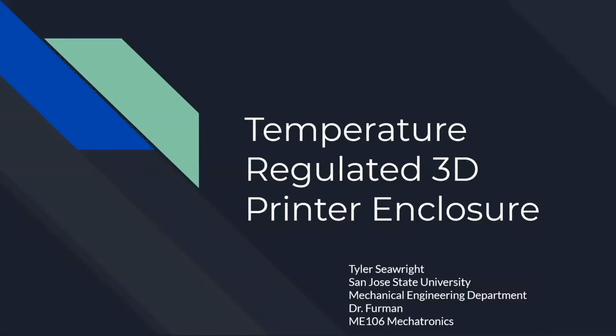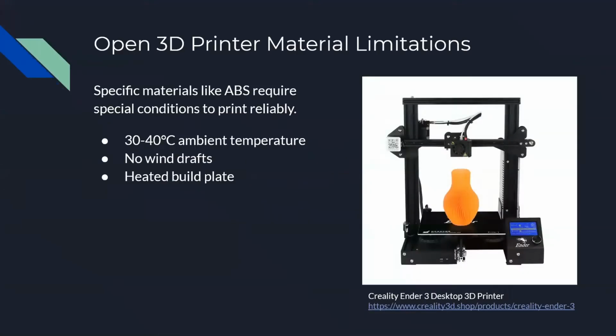Furman, ME106 Mechatronics class, and for my term project, I designed and built a temperature-regulated 3D printer enclosure. Ordinary 3D printers are normally open, and they have limitations when it comes to materials. Certain materials, like ABS, require specific conditions in order to reliably print.